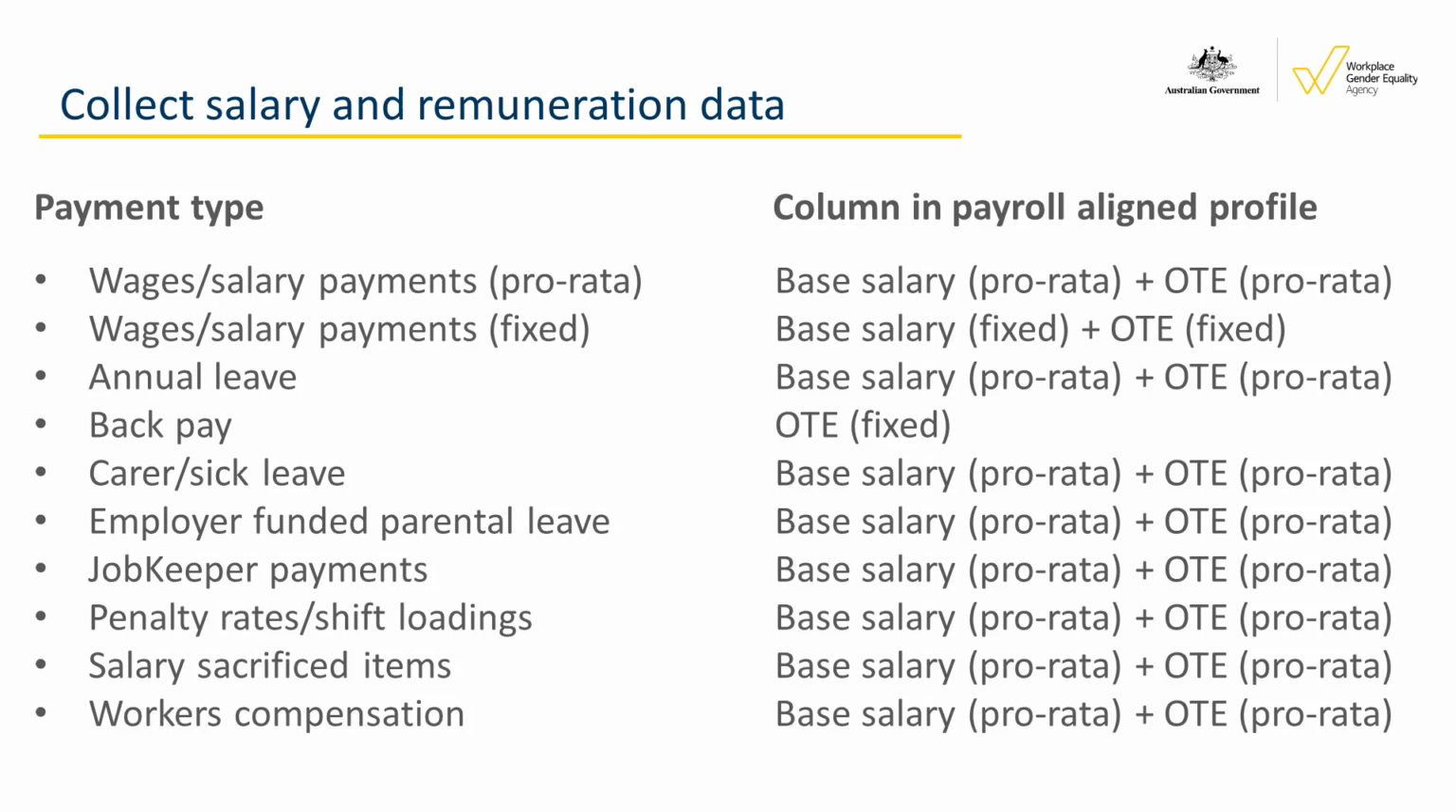Firstly, you will need to collect the salary and remuneration data for your employees employed on your selected snapshot date. This list displays different payment types and what column they go into on the payroll aligned profile. You will need to enter payments once into a single column except for any base salary pro rata or base salary fixed amount. Any amount reported in these columns is also reported in the relevant OTE column.